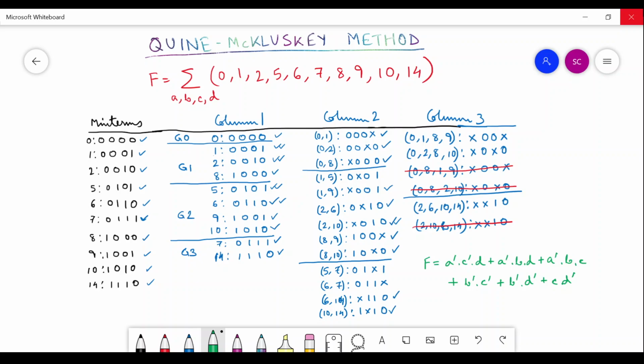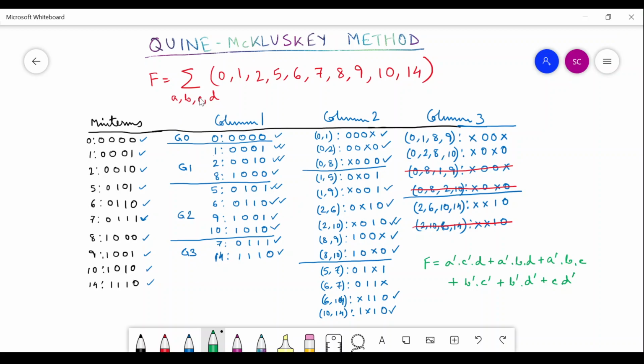So obviously you can understand that it would have at least 4 input variables. Those 4 input variables are A, B, C, D, and they are written down here.